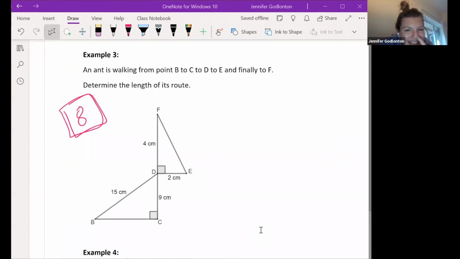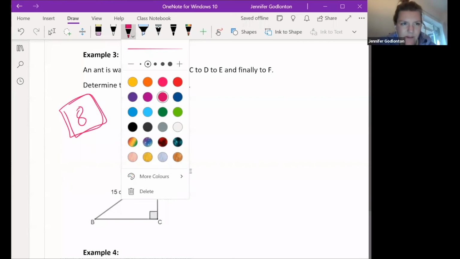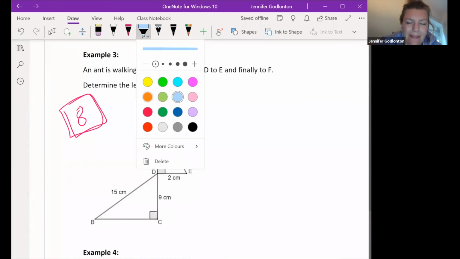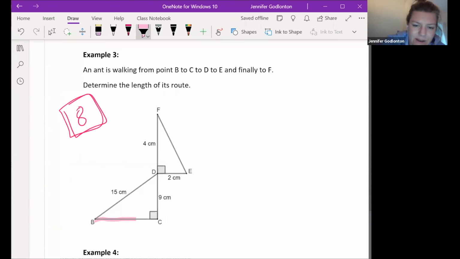Let's try and break this up bit by bit. Can you talk me through the first part of this? Are we doing the B to C? You can choose whichever one you want to start with. I'll do the B to C then. Okay, so we're going to start down here. Cool. All right, tell me what you write.